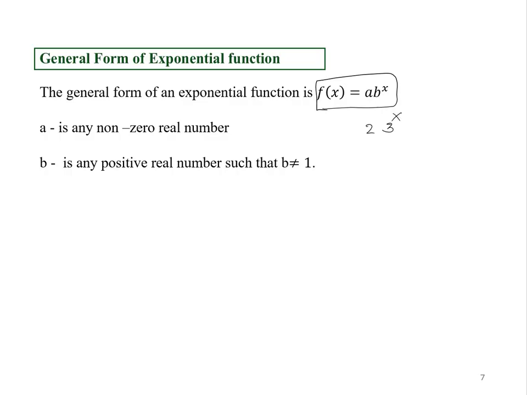this 3 is called the base of the function, and that should always be a positive number and not equal to 1. And this number before that is called the constant, denoted by a, and a is any non-zero real number. It can be positive, it can be negative, but not equal to 0. If it becomes 0, then it doesn't make any sense because the whole thing becomes 0, right?